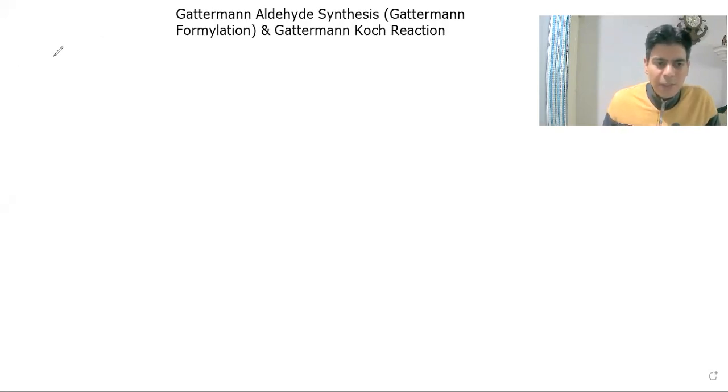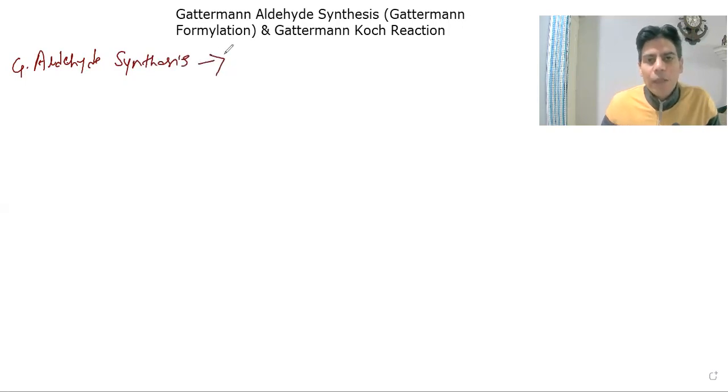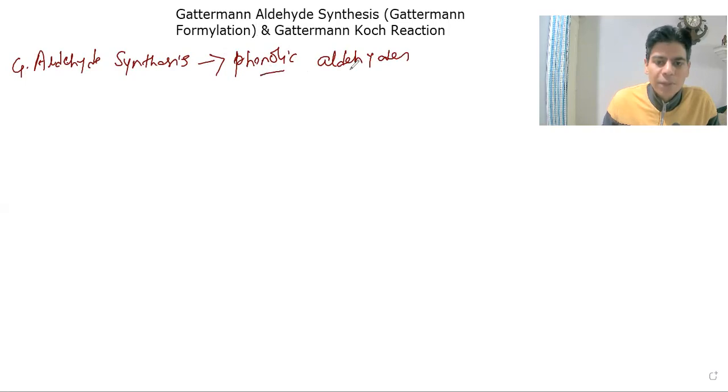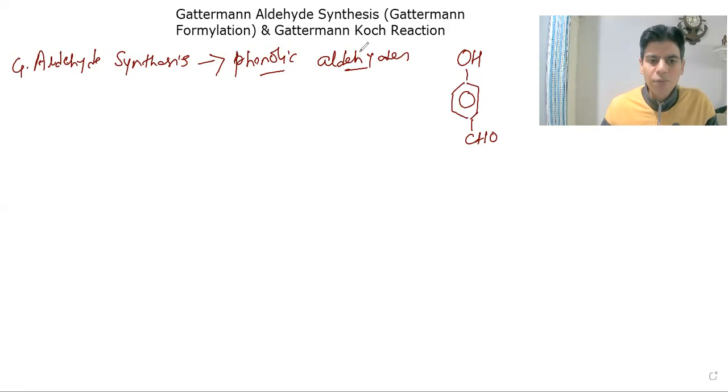So, Gattermann aldehyde synthesis, just write it down. This reaction finds application in the preparation of phenolic aldehydes. Phenolic aldehydes means it has a phenol group as well as an aldehyde group, a compound of this form. So we would be preparing this sort of compound using Gattermann aldehyde synthesis or Gattermann-Koch aldehyde synthesis.